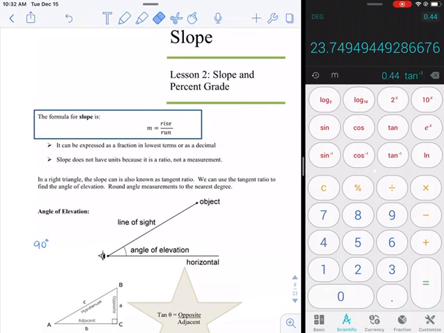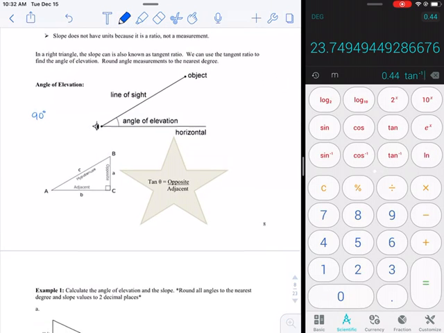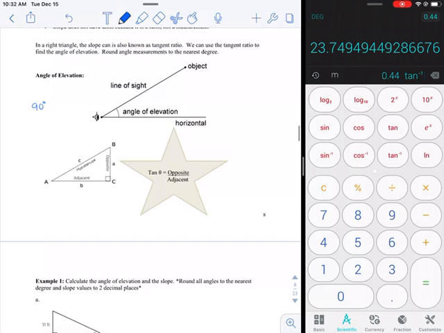Okay, welcome to lesson 2. We're going to be doing slope and percent grade. So last day we talked about the formula for slope is rise over run. And now we're going to dip into our skills you might have learned in grade 10 math. And we're going to be reviewing the trigonometric ratios, the primary ones. So that's going to be SOHCAHTOA.